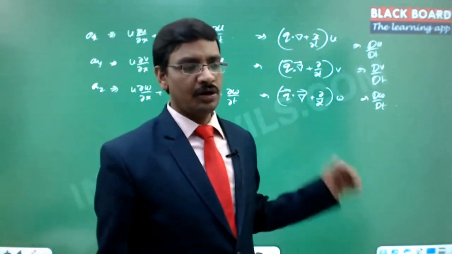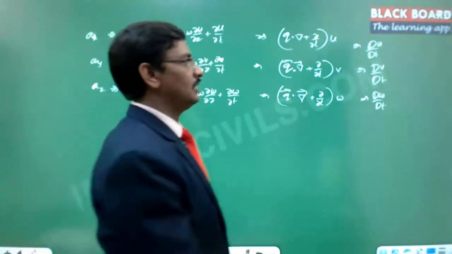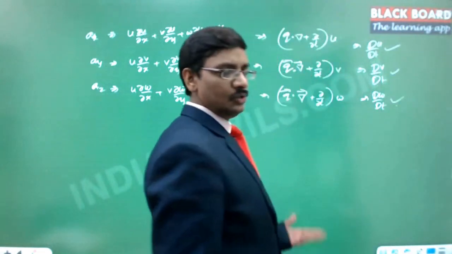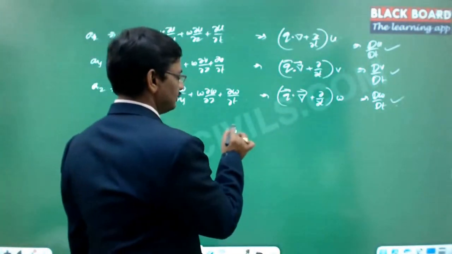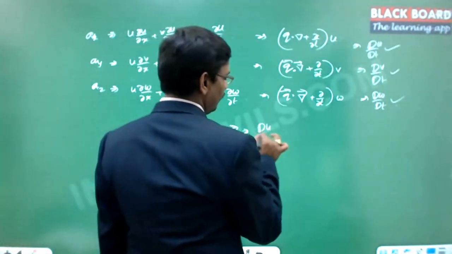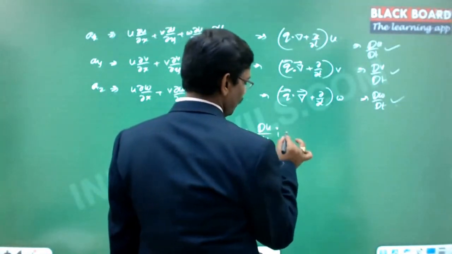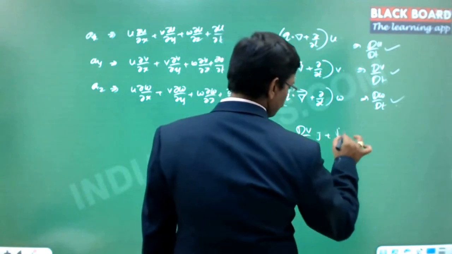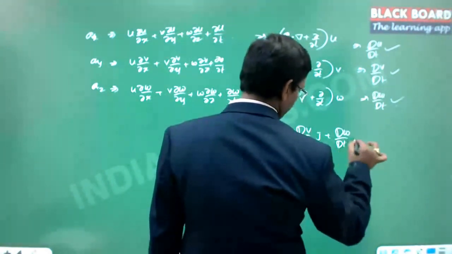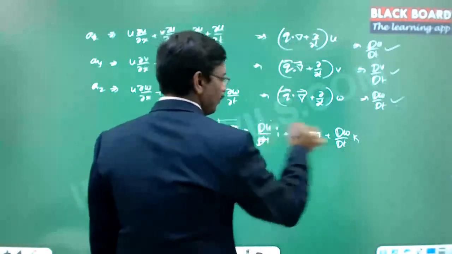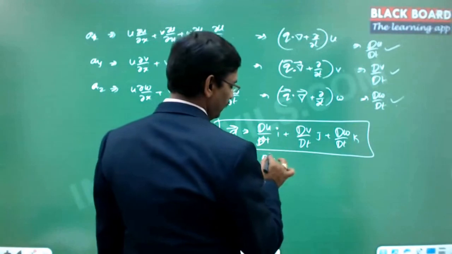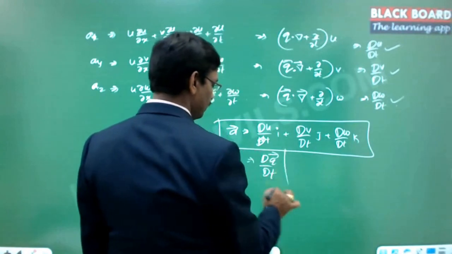So in total, if you want to find out the acceleration, you can take the material derivative of u, v, w, and then add up the acceleration as a = du/dt i + dv/dt j + dw/dt k. So this is the material derivative, or in general a = dq/dt. So these are all one and the same.